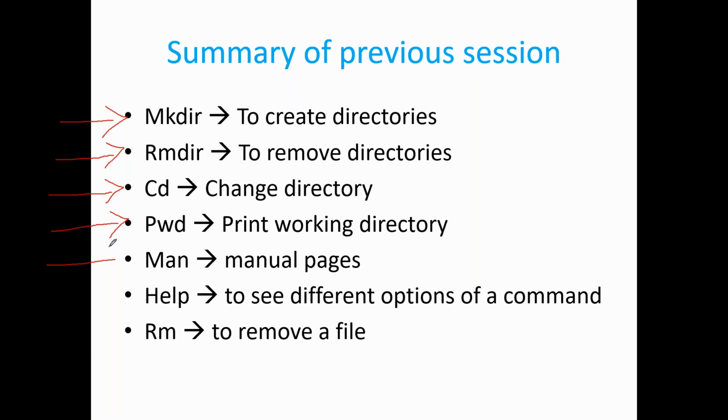Then we have seen the man command. Man is used to get the manual pages. Then we spoke about help. Help is used to get the list of all the options that we can use on a given command. Then we spoke about the rm command. rm is basically used to remove files and directories. But again, remember one point: if you delete something by using the rm command, that's a permanent delete. So you have to be a little careful when you use the rm command.